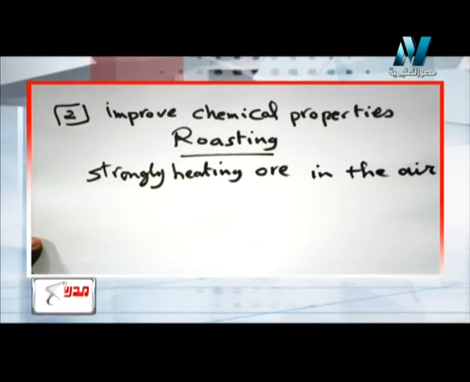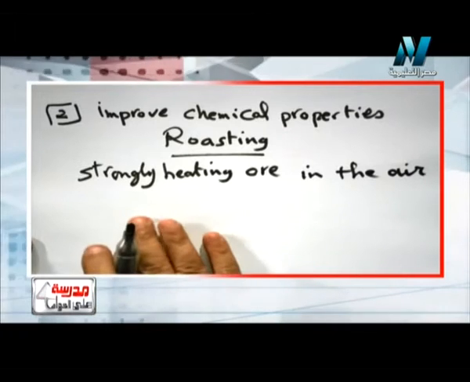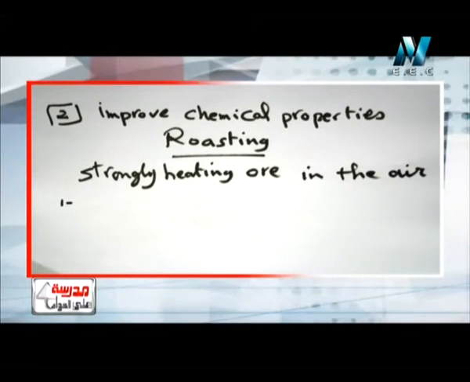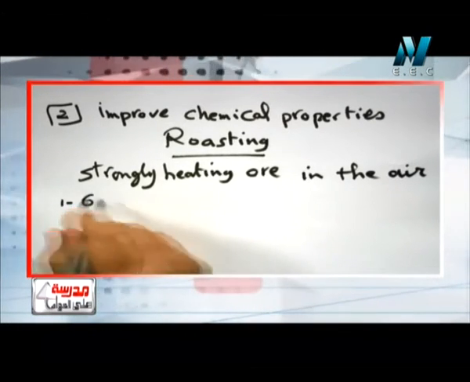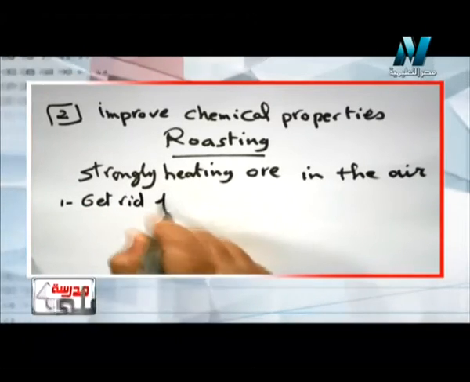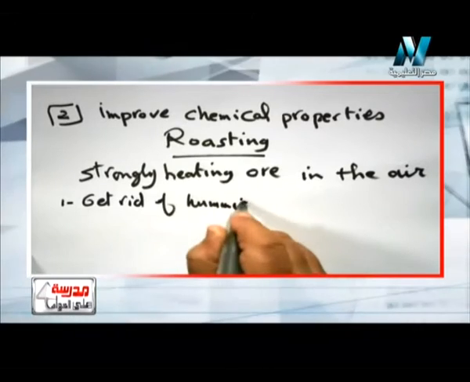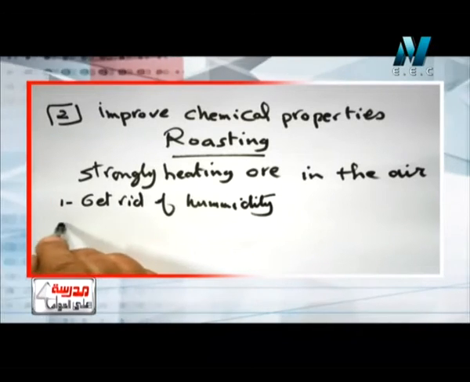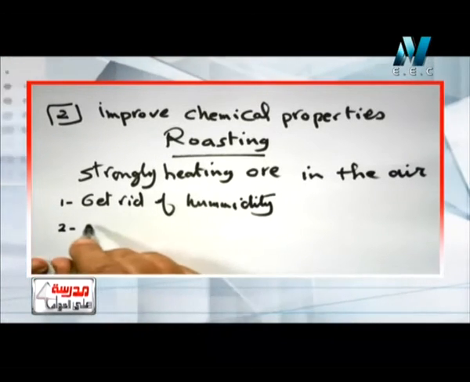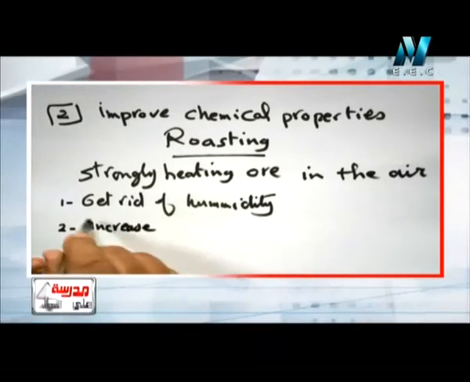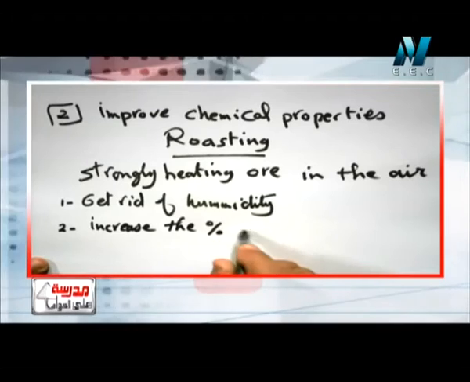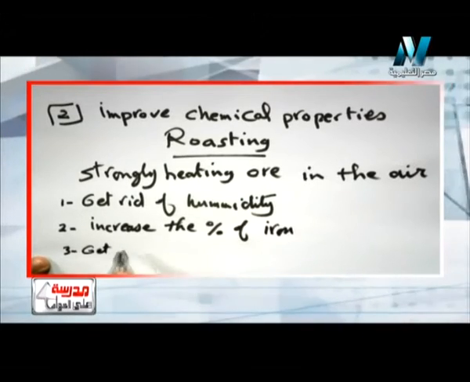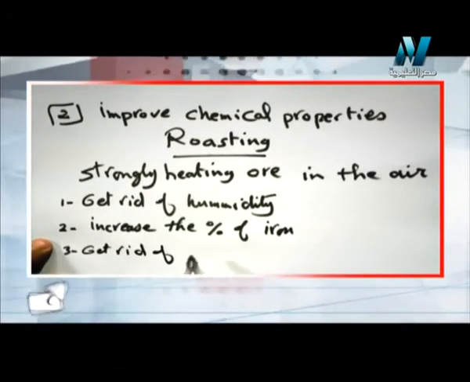This is why, in order to, number 1, get rid of humidity, to dry the ore. I will explain by equation. Number 2, increase the percentage of iron in the ore. Number 3, get rid of impurities.